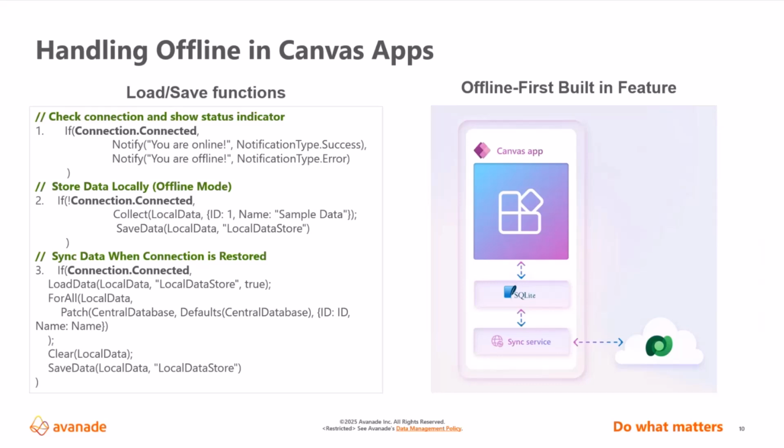Technically, this can be handled in two ways. First, with no code. This is what Microsoft calls the offline first built-in feature. We will also talk about this, but you can also handle this with low code. You can still write some code to check the connectivity with the object Connection.Connected. Then you can also leverage both functions, LoadData and SaveData.